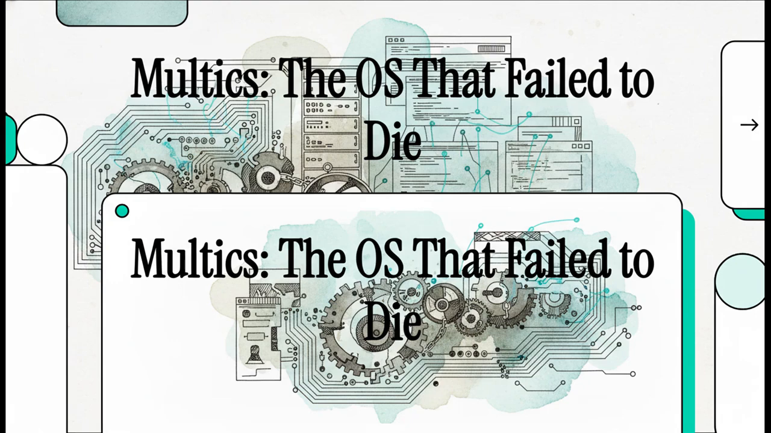Have you ever heard of a project that was such a colossal failure that it ended up changing the world? Well, today we're talking about an operating system that was so ambitious, so complex, it nearly collapsed under its own weight. But here's the crazy part. Its ideas are probably running on your computer right now. This is the story of Multics, the operating system that failed to die.